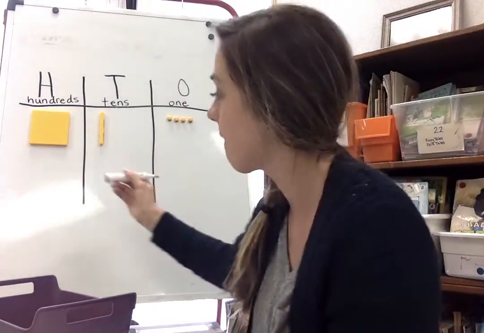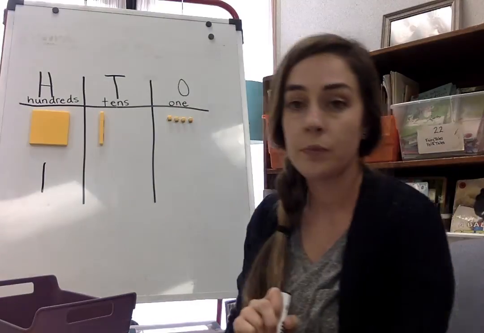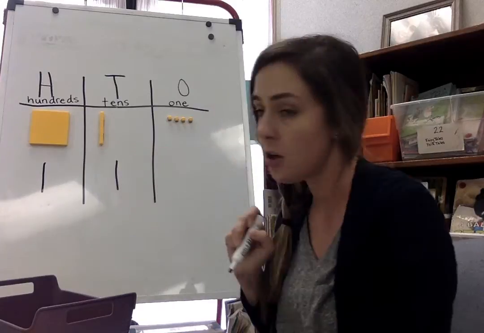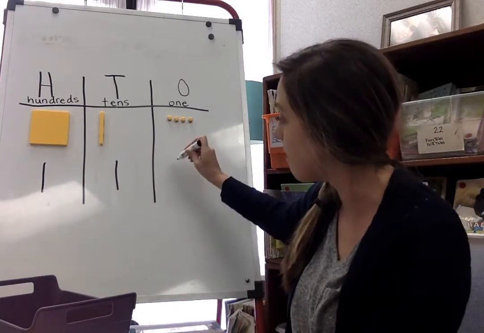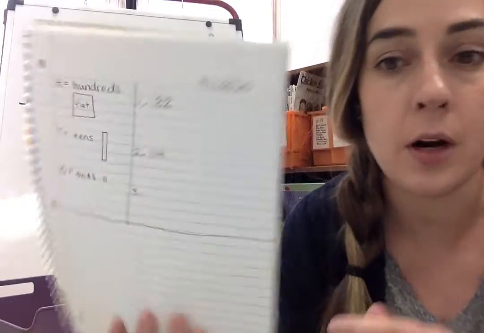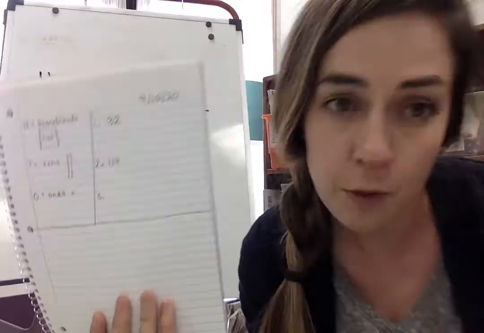All right. I have 1 group of 100. I have 1 group of 10. And I have 4 ones. So on my paper, I wrote 114. I hope you did the same.